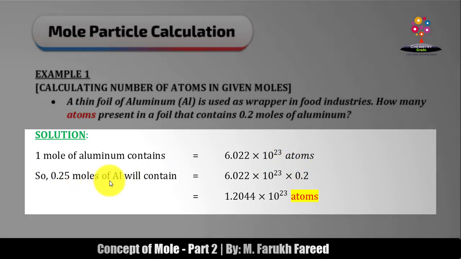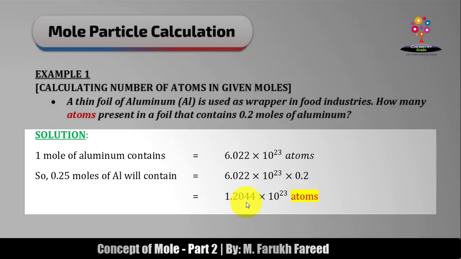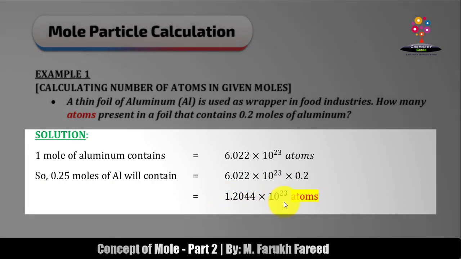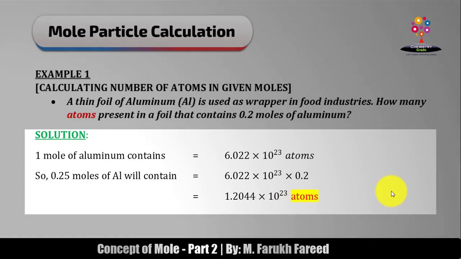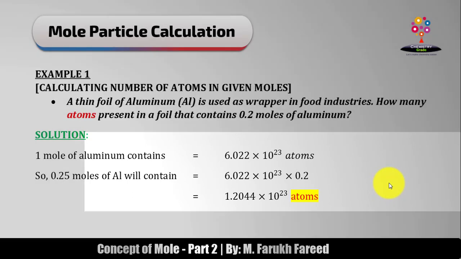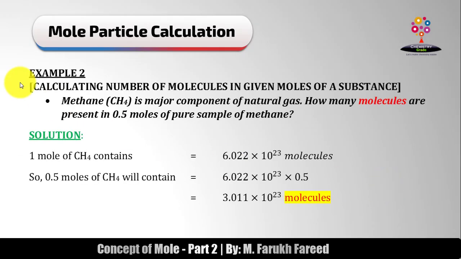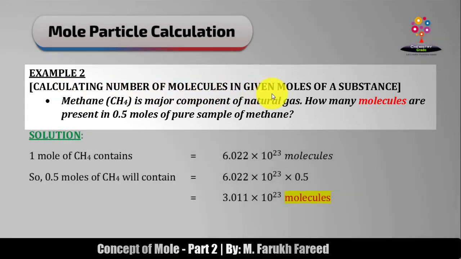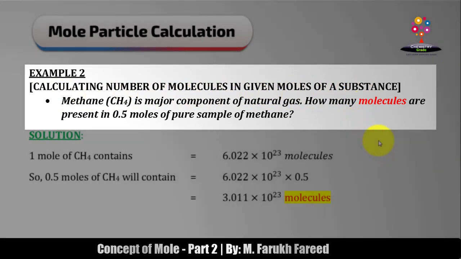So 0.2 moles of aluminum will contain, we simply multiply it with 0.2. So it will become 1.2044 into 10 raised to power 23 atoms. You may calculate it by yourself using a scientific calculator. So another example for you is calculating number of molecules in given moles of a substance. Now moles have been given and you have to calculate the number of molecules.